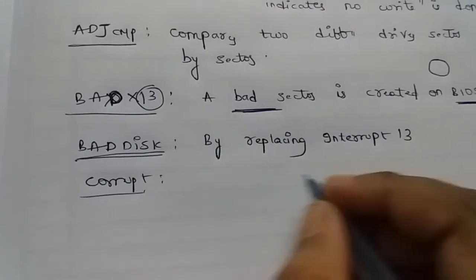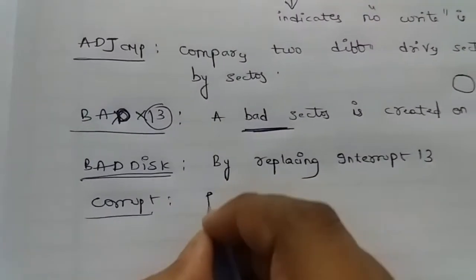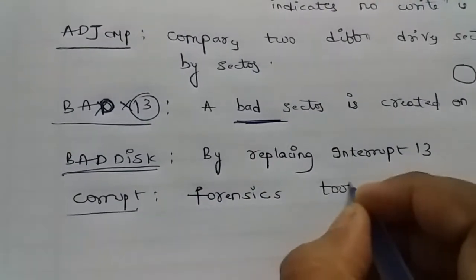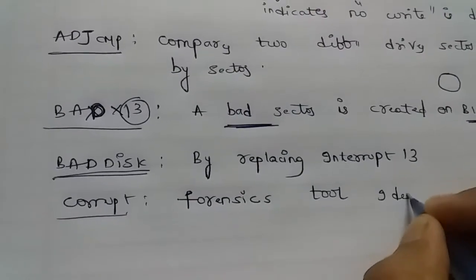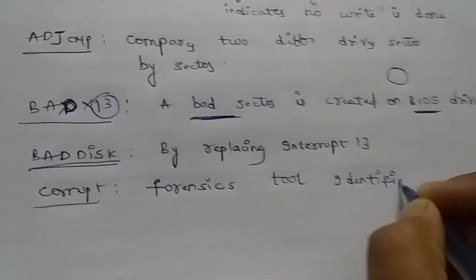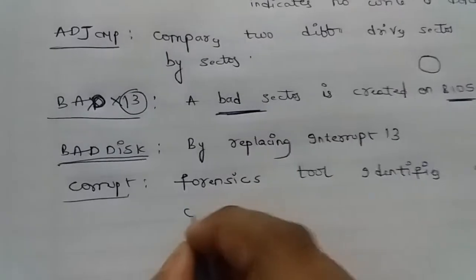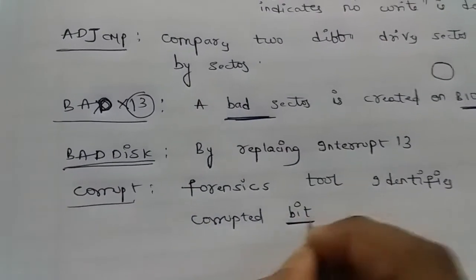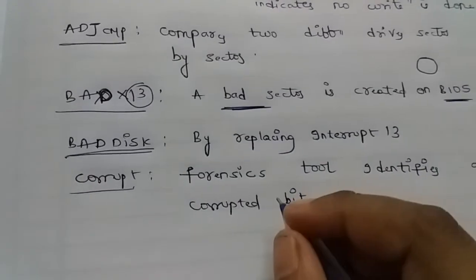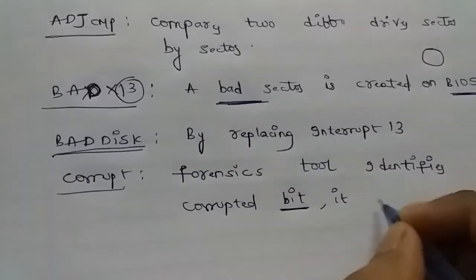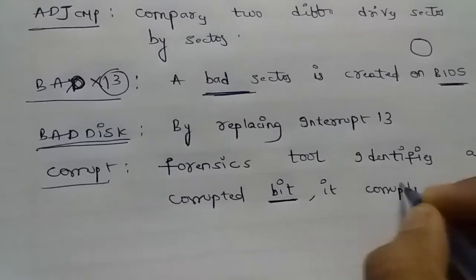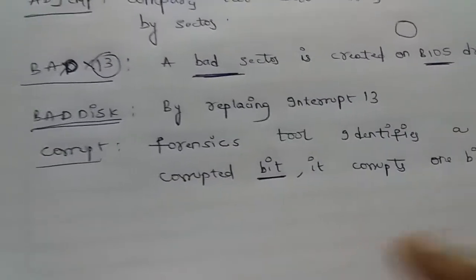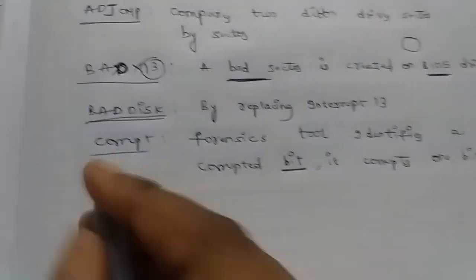The forensic tool identifies a corrupted bit. For example, if one bit is corrupted, the corrupted bit will be identified. It corrupts only one bit, not two or more.